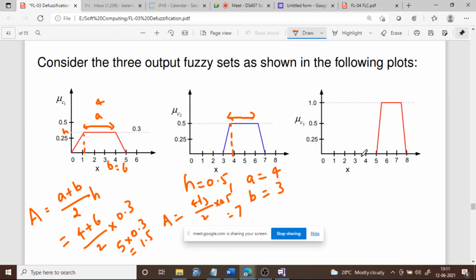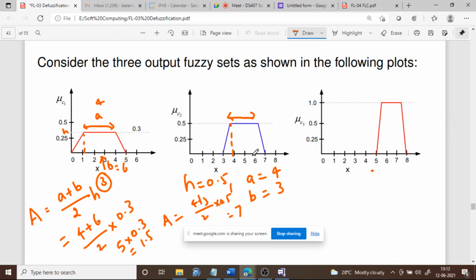Okay, so like that you can calculate area for this also, right? So like that you calculate area for all the three membership functions. Then find the midpoint. So midpoint, how will you find? See, the midpoint of this plot is 0 to 5, 0 to 6, so 6 by 2, 6 by 2 is 3. 3 is the midpoint for this one.